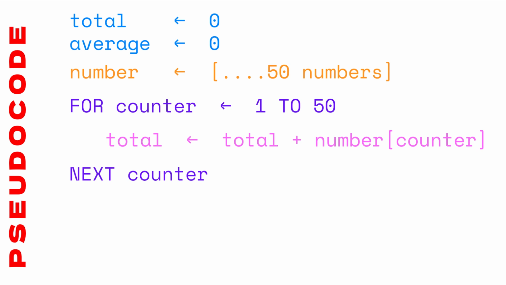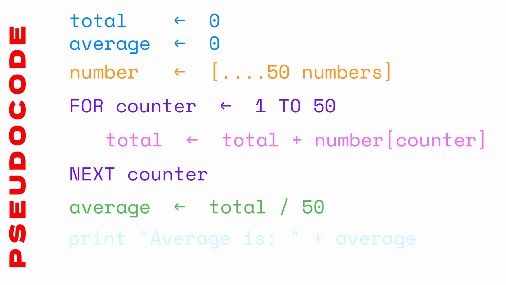Now it's time to calculate the average of these numbers by dividing the total by the count of numbers, the 50. We shall save this average in the average variable. Excellent, guys. We have successfully done our calculations, and now it's time to display our result. Great. We are done with our pseudocode.